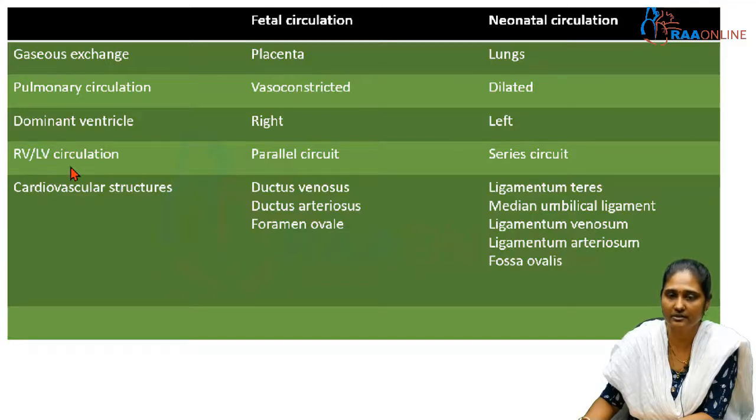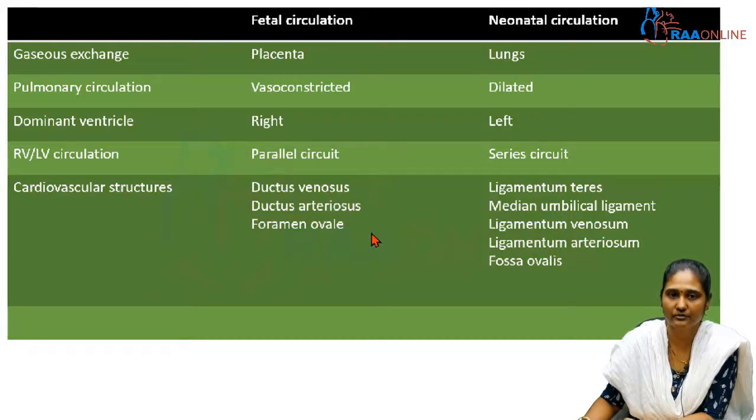And this RV-LV circulation, that is right ventricle and left ventricle circulation, mainly behaves as a parallel circuit in the fetus, whereas it behaves as a series circuit in neonatal circulation. So the unique cardiovascular structures that act inside the fetus are three structures: Ductus Venosus, Ductus Arteriosus and foramen ovale. So what happens? The Ductus Venosus basically transfers the saturated blood from the placenta through the IVC. Let me explain with the pictures in the next slide.